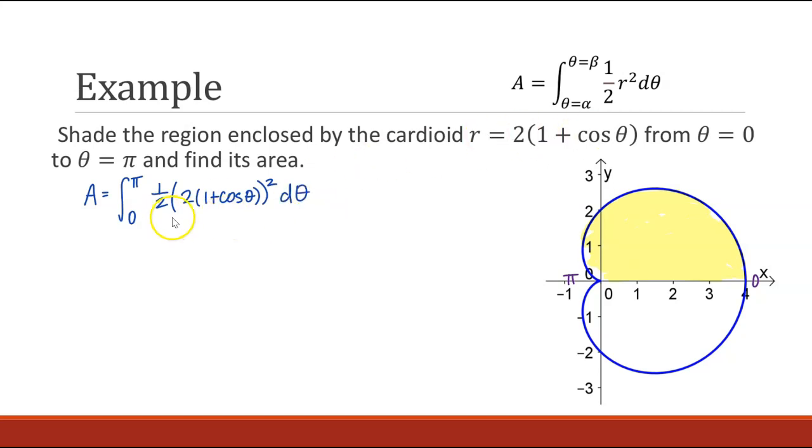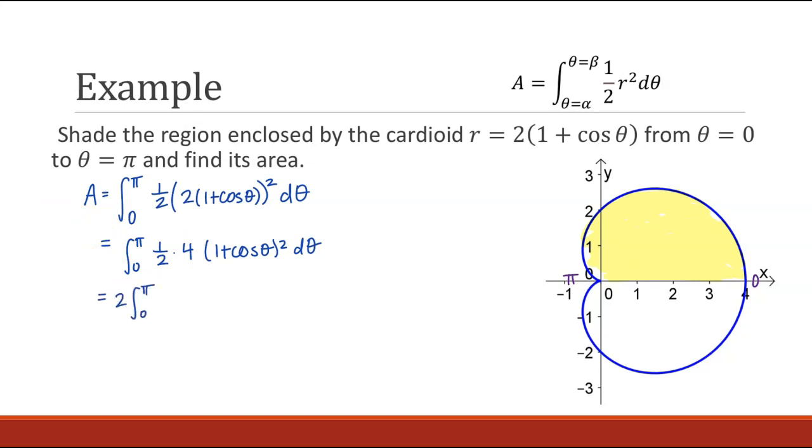So this is the integral that I need to evaluate to find the area. So let's go ahead and simplify it a bit. So here we're going to have the integral from 0 to pi of 1/2 times 4 times (1 plus cosine theta) squared d theta. So the 2 gets squared and the 1 plus cosine theta gets squared. 1/2 times 4 is 2, and we can pull that 2 out to the front.